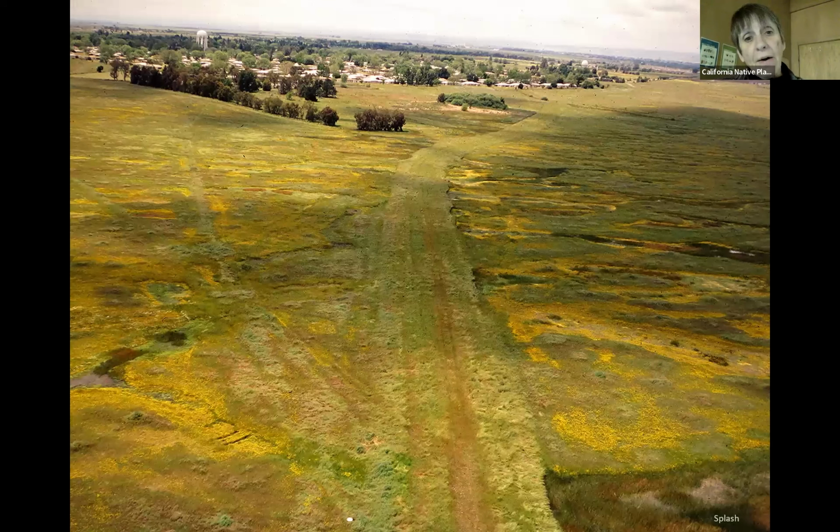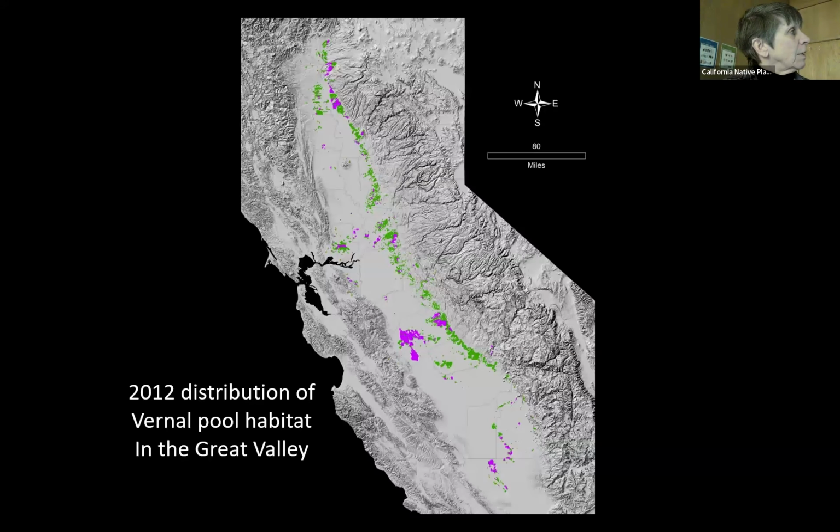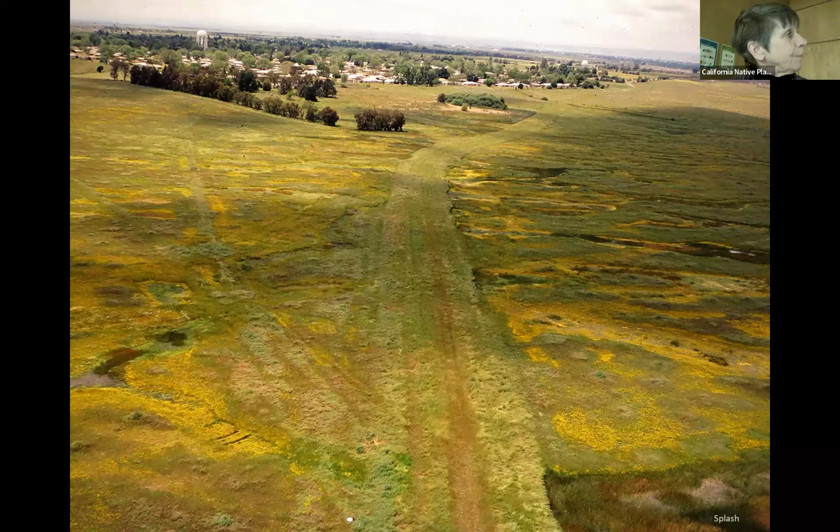And that's even more apparent when you see this oblique aerial photograph of the Mather Field area. You can see all of the beautiful vernal pools out there, and you can see that there's a sewage line, some other kind of underground utility, golf courses, houses, the whole bit.